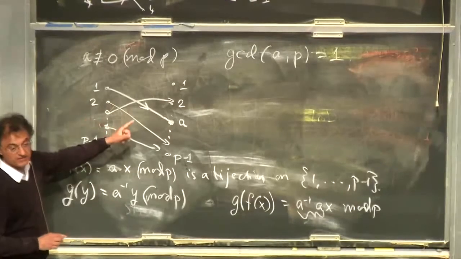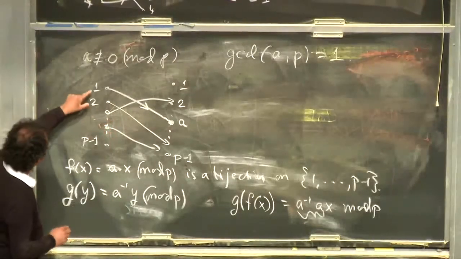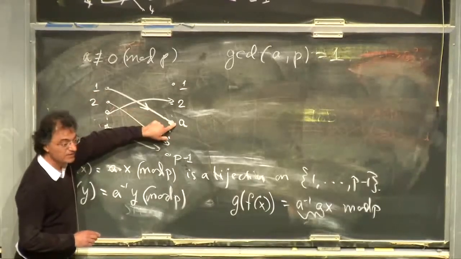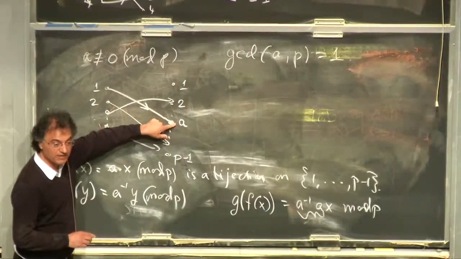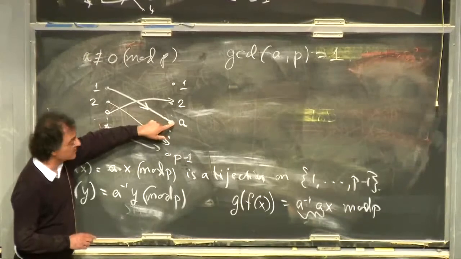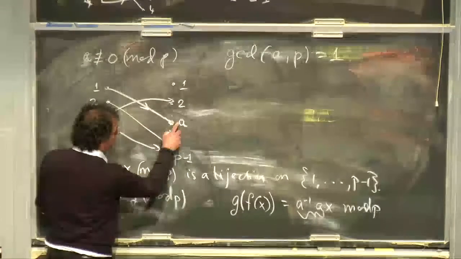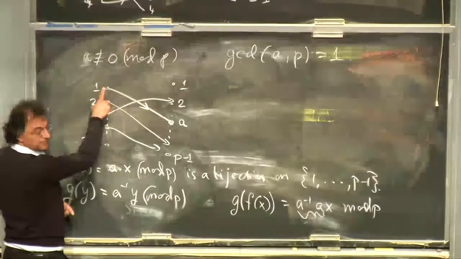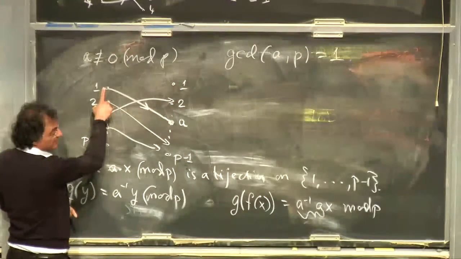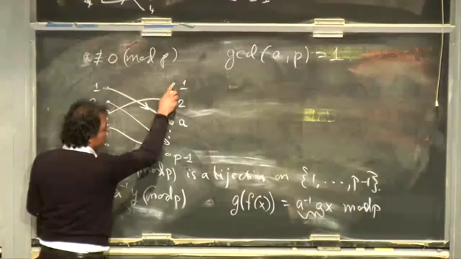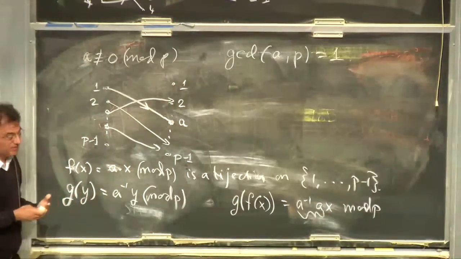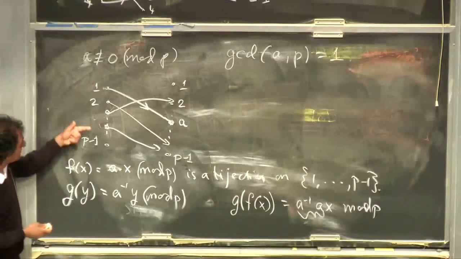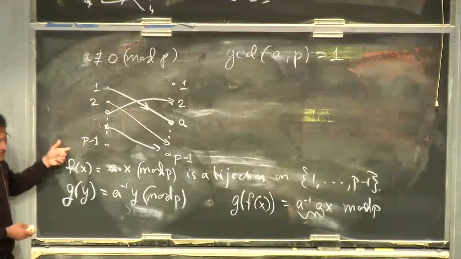Okay, so it's a bijection. Bijection meaning each of these hits exactly one thing here, right? So each element here is hit by exactly one of these on the left, right? Meaning each one is hit and it's hit once.